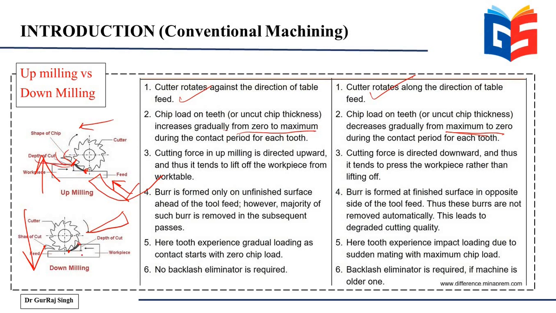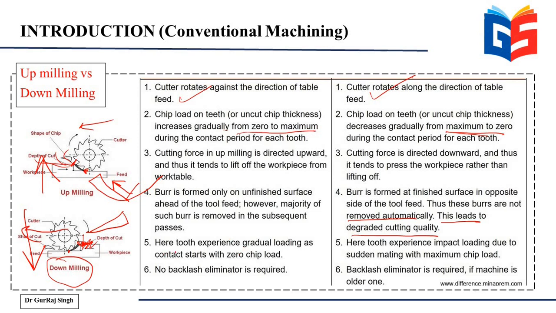But in this case, the burr is formed at the finished surface on the opposite side of the tool feed, and thus the burrs are not removed automatically. And this leads to degraded cutting quality. That burr is formed here, and this tool is moving here. So this burr will remain, and you'll have to remove it later on using separate cutting operations.